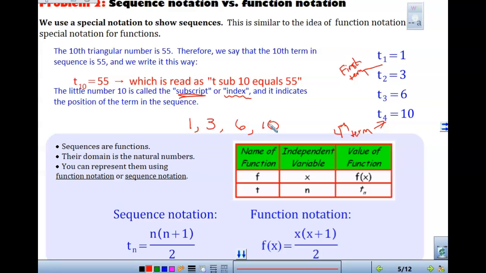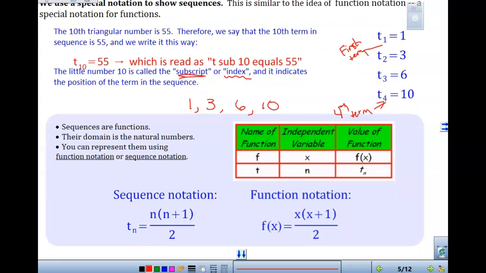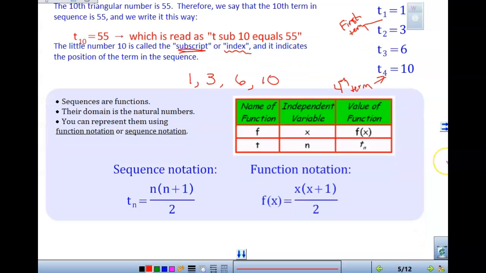Key things: sequences are functions. Their domain is always the natural numbers, 1, 2, 3, 4. We can represent them using function notation and sequence notation. In function notation, a lot of times they might use f or g. In sequence notation, we usually use a t. So we have t sub n, whereas a function is f of x. These are the same thing, just written differently.